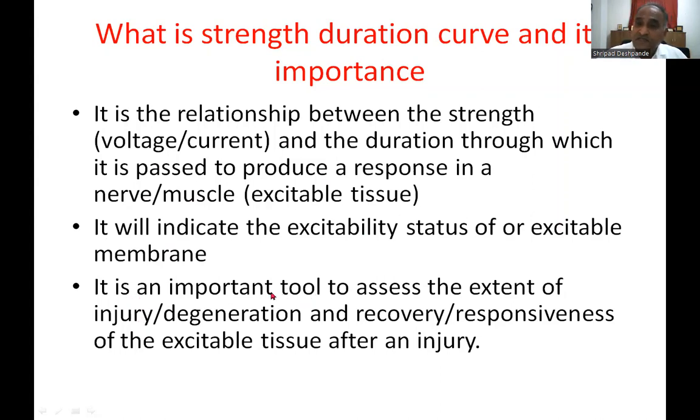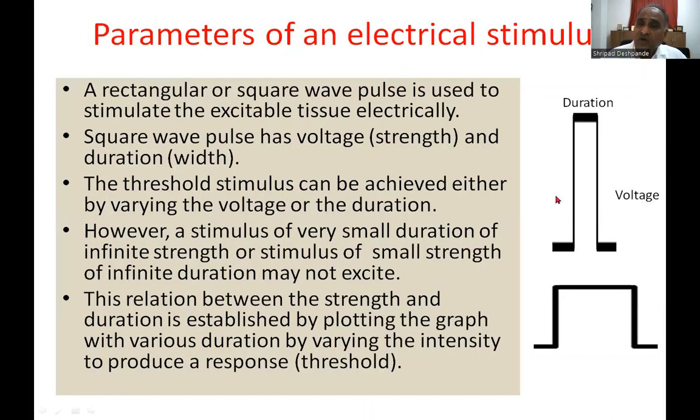And it is an important tool which helps us to know the extent of injury in case of a nerve injury or the extent of degeneration, as happens in case of a diabetic neuropathy or a neuropathy due to some other diseases, the B12 deficiency, and so on and so forth. Also, it is a tool to assess the recovery after an injury or after a treatment protocol, and how the nerve or the particular excitable membrane is recovering. So it has an importance to know about that. Thus, having understood the importance of this strength duration curve, we move on to how it is determined.